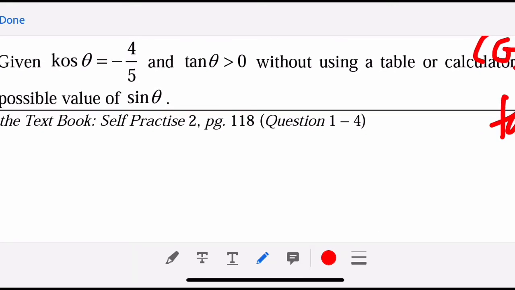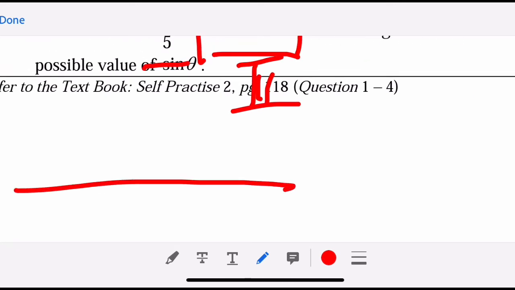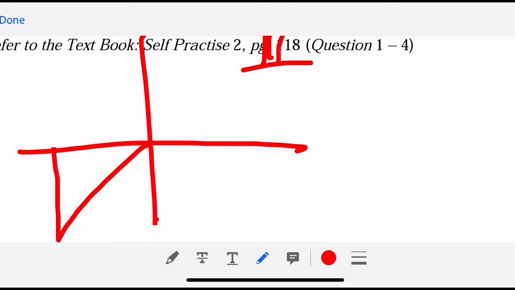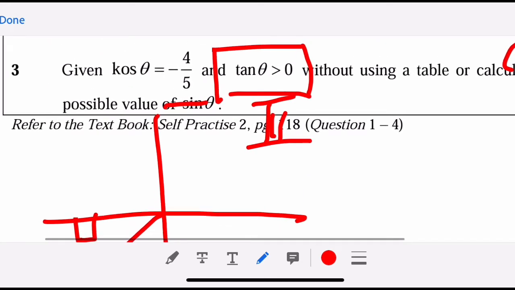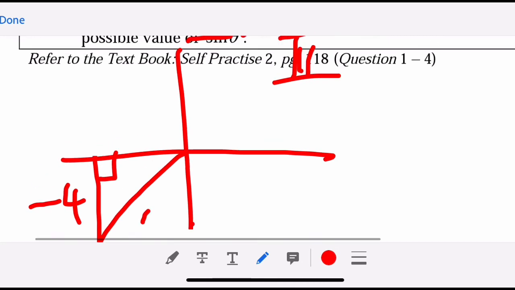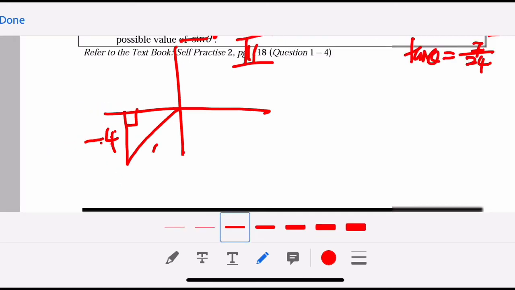Given that cos theta is negative 4 over 5, and tangent theta is positive, so it should be the third quadrant, right? Third quadrant: tangent positive, and cos negative. Not the first, because in the first cos is positive. So we can choose the third quadrant, and then we can draw the triangle and label cos theta as negative 4 over 5. Okay, I need to erase.